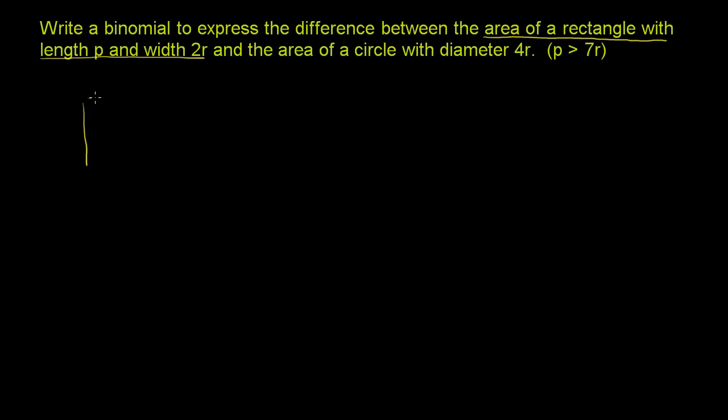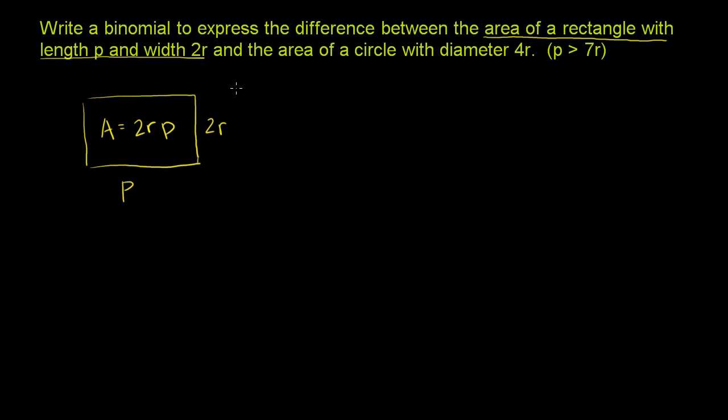So this is our rectangle right here. It has a length of p, and it has a width of 2r. So what's its area? Well, it's just going to be the length times the width. So the area here is going to be 2rp. This is the length times the width, or the width times the length. So area is equal to 2rp for the rectangle.